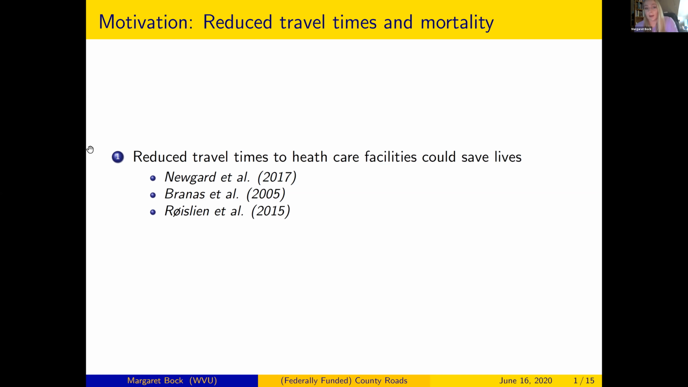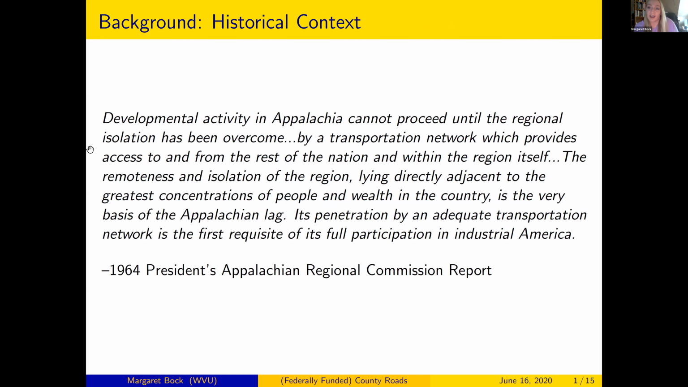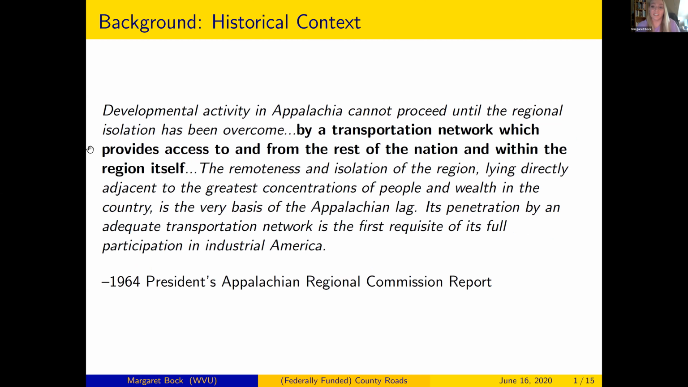And whenever most of us sitting in this presentation think about a rural isolated region, a lot of us think of Appalachia. It wasn't until the 1960s that there was some push for the federal government to actually do something about this Appalachian lag, or the isolation of the Appalachian region. I have a quote here on the screen from the 1964 President's Appalachian Regional Commission report. This was the first committee really founded to talk about problems in Appalachia. One thing highlighted in this report is the need for a transportation network to be built, which could provide access to and from the rest of the nation and within the region itself.